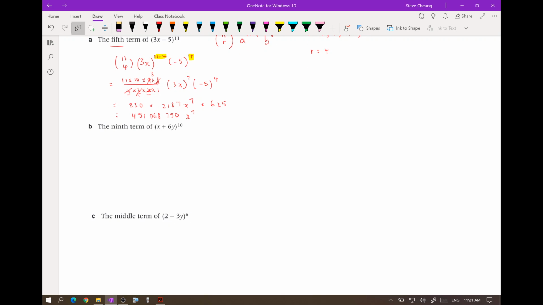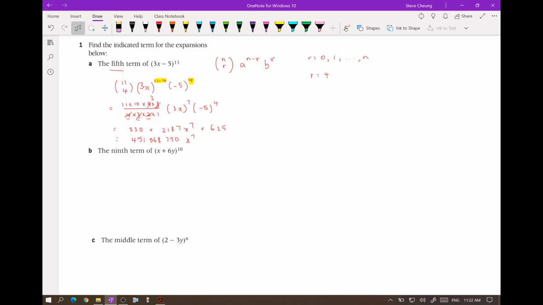So then for the following, we take a similar approach, and we will notice that every time they ask for the position of a term, we're actually going to need to subtract 1. So the fifth term actually maps to r equals 4. So in this case, the ninth term will map to r equals 8. So we always have to subtract 1.